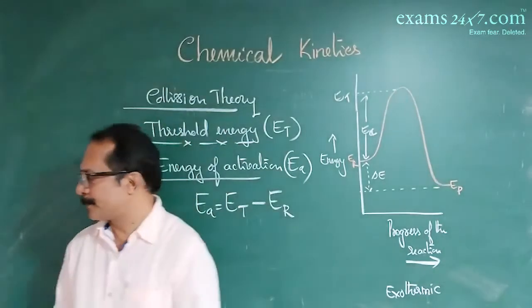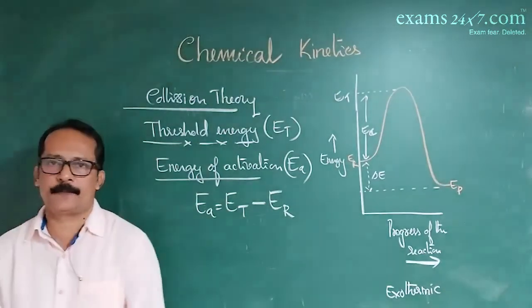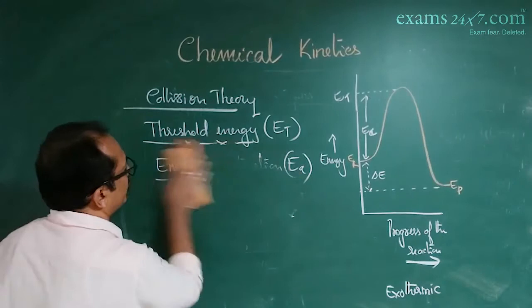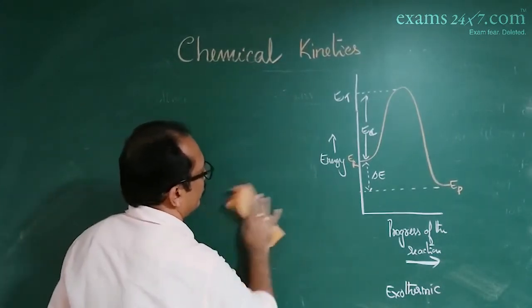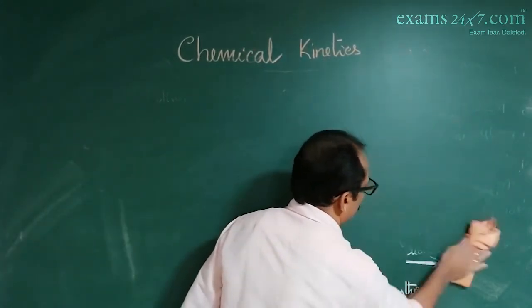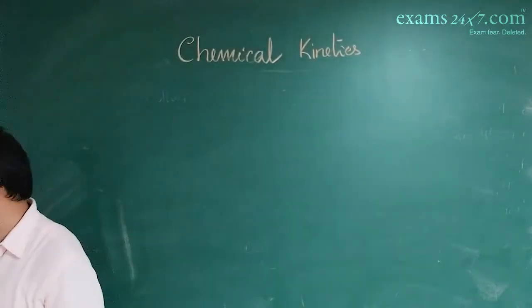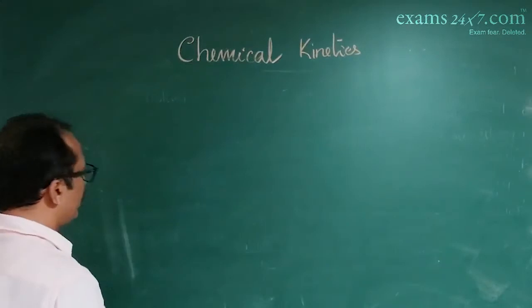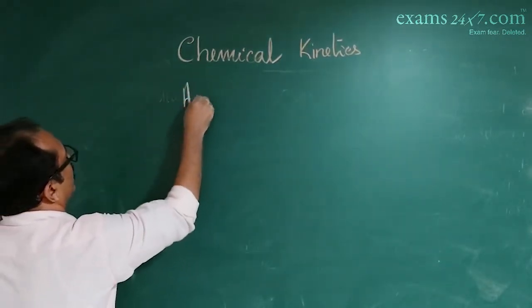Next, about the Arrhenius equation. According to the Arrhenius equation, the rate constant K is equal to A into e to the power minus EA by RT. Minus EA by RT. Arrhenius equation.